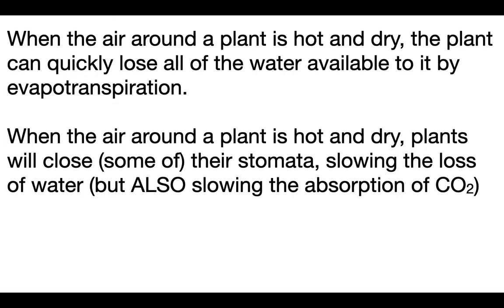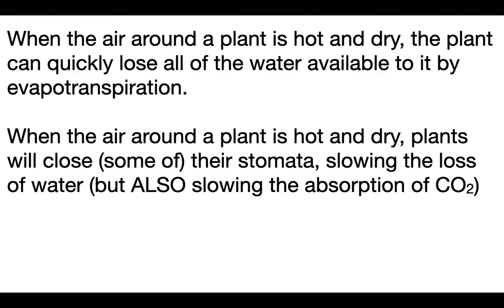Well, if the air around a plant is hot and dry, the plant can very quickly lose all of the water that's available to it by evapotranspiration. So, as we know, in hot, dry conditions, plants can end up draining the soil around them of any water, and then the plant is going to die because it doesn't have access to the water. It can't participate in this Calvin cycle anymore, Krebs cycle anymore, Calvin cycle.